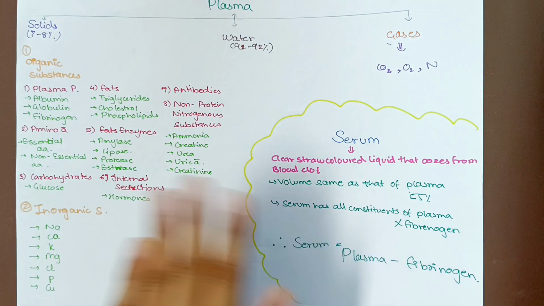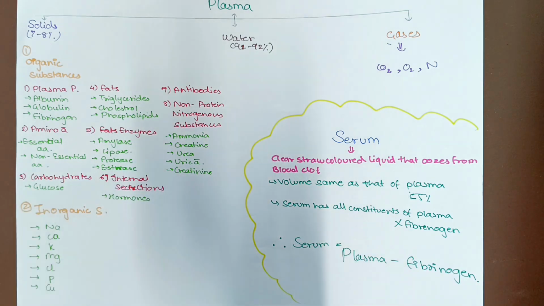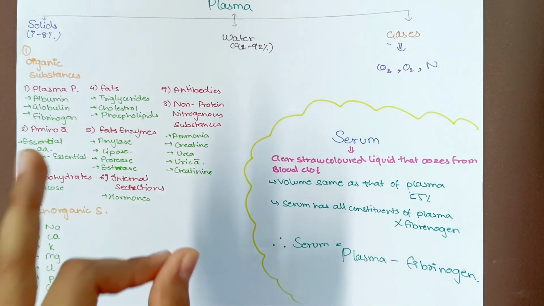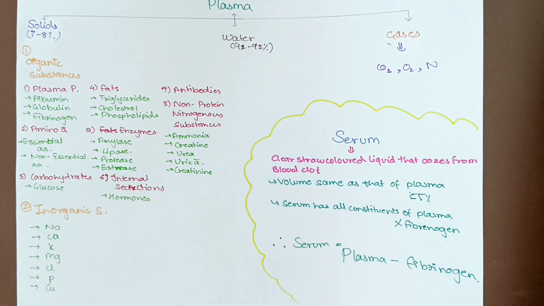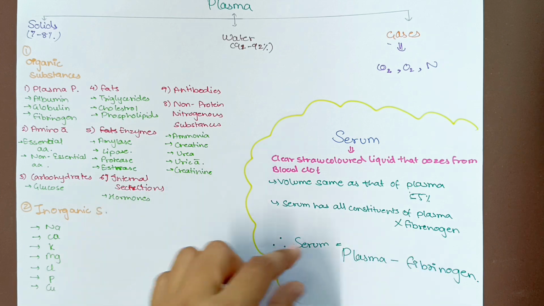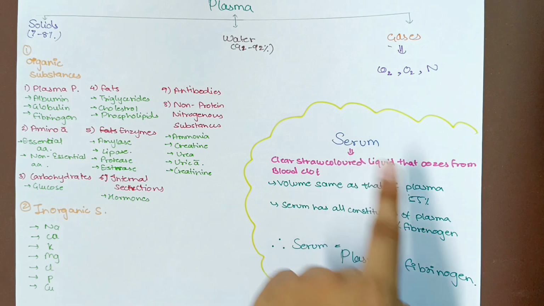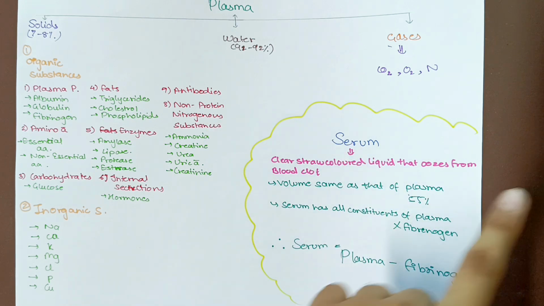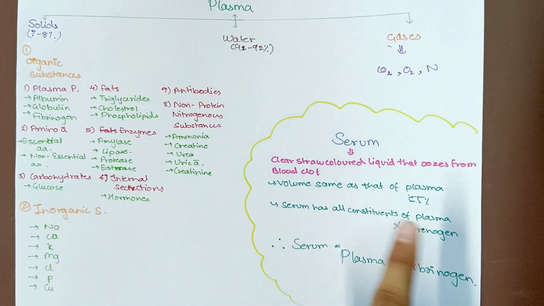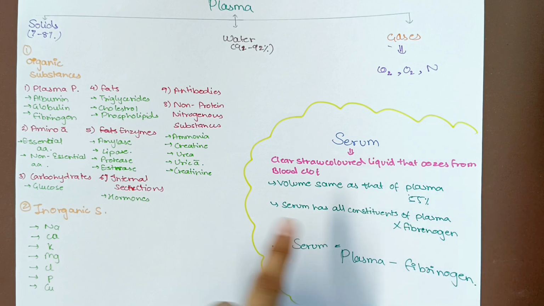It has the same volume as that of the plasma, which is 55%. Serum has all the constituents of plasma except the fibrinogen. So we can say that serum is nothing but plasma minus fibrinogen. Serum has no fibrinogen. It has all the constituents of plasma but no fibrinogen.